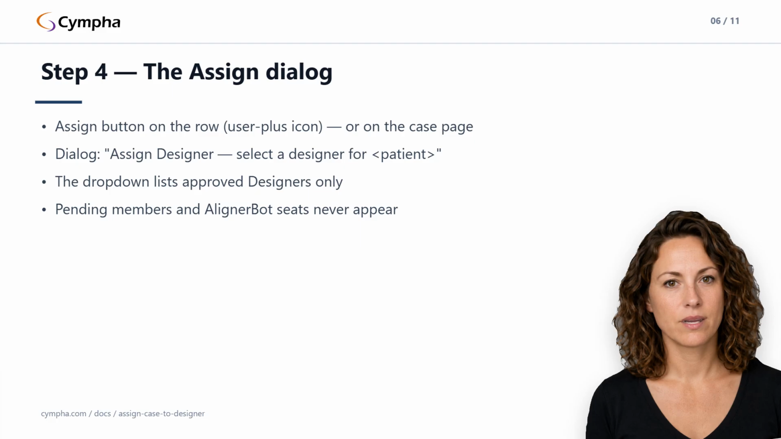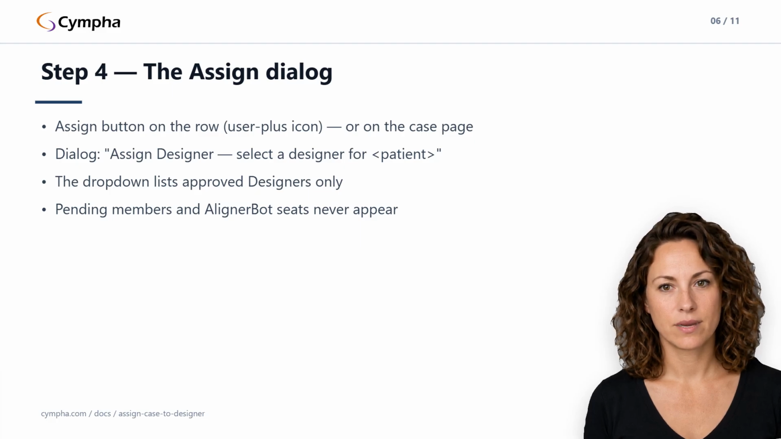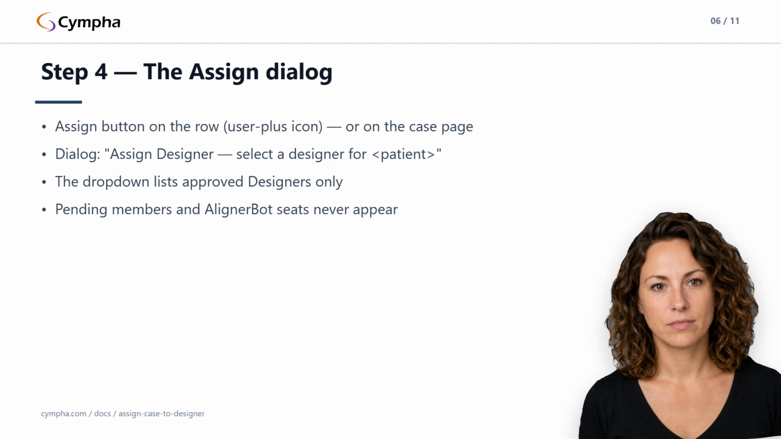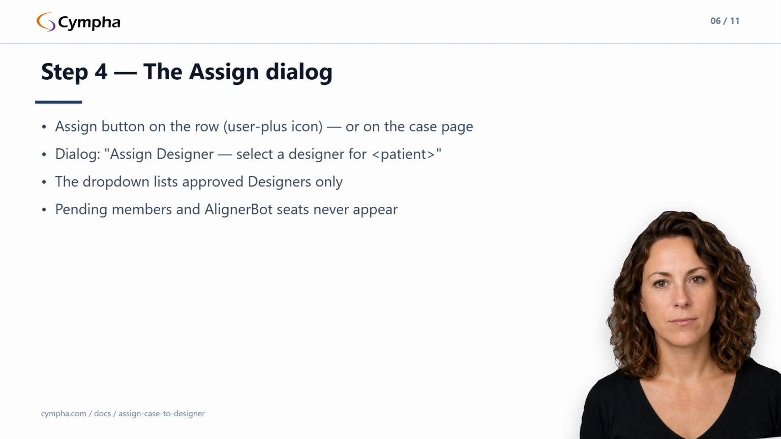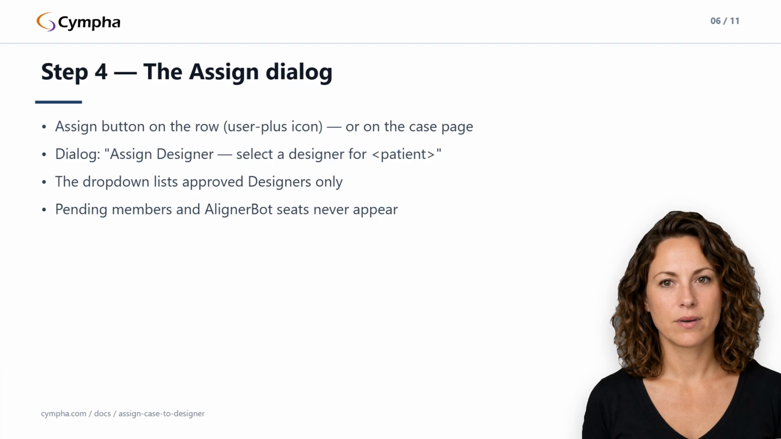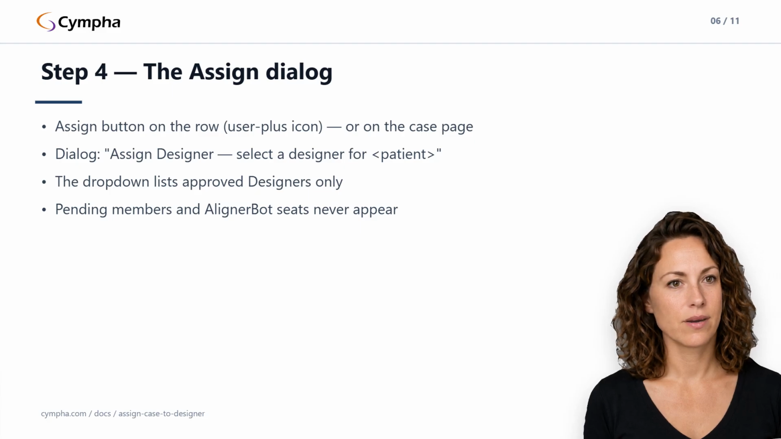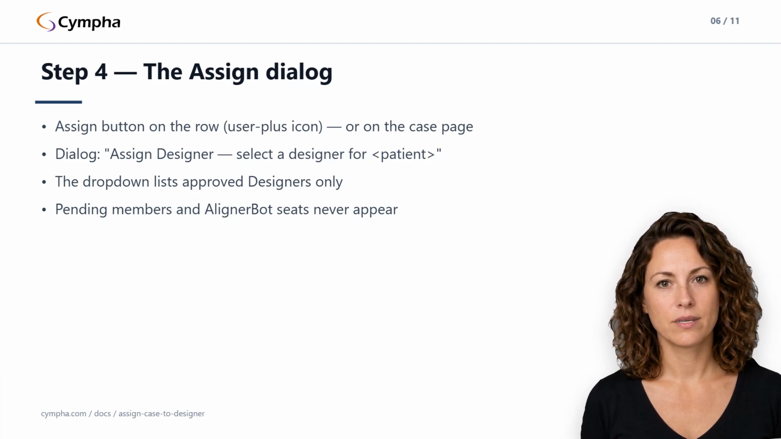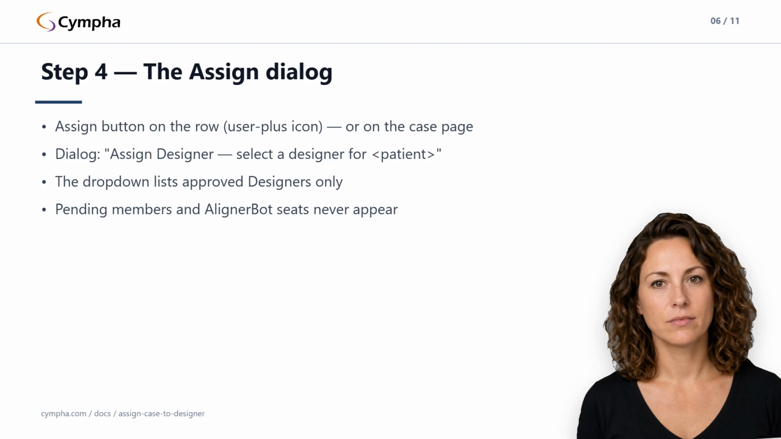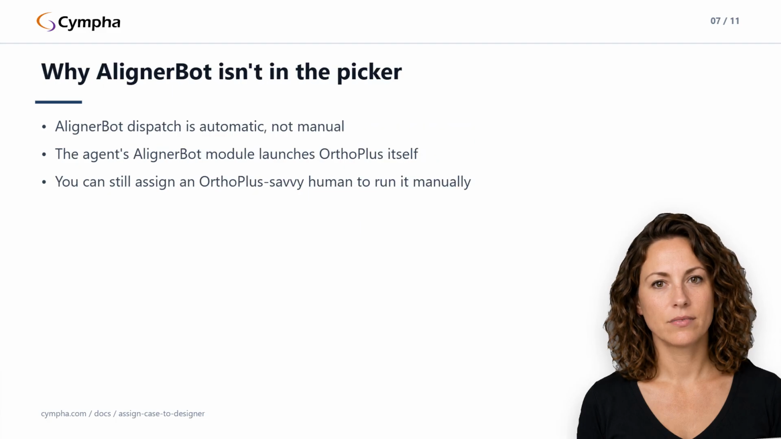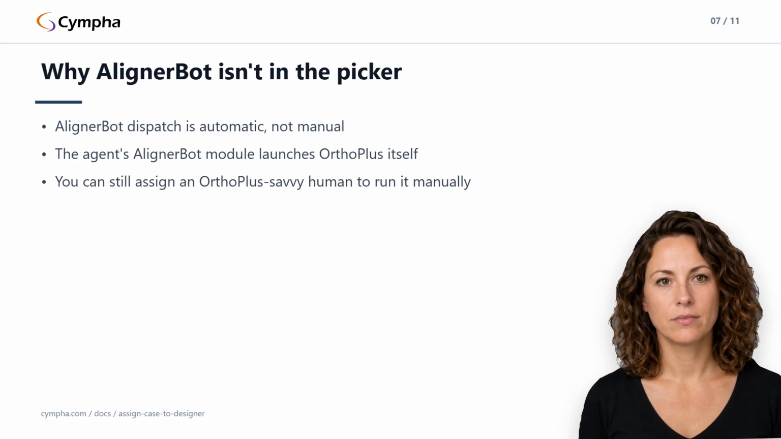Here's the part that surprises new managers. AlignerBot cases don't go through the picker because nothing about them is picked. The automation runs on the paired workstation. Once an AlignerBot case lands in that machine's workspace, the agent manager's AlignerBot module launches OrthoPlus on it automatically, no dropdown, no click, no human in the loop. Your job is simply to let the case flow, the machine claims its own work.